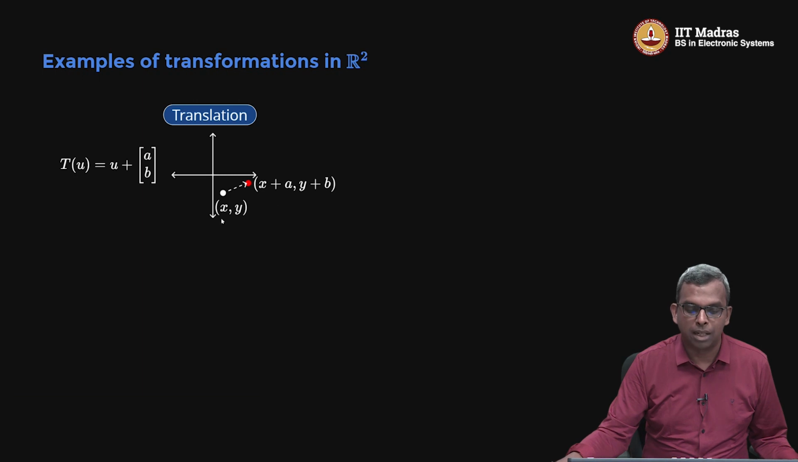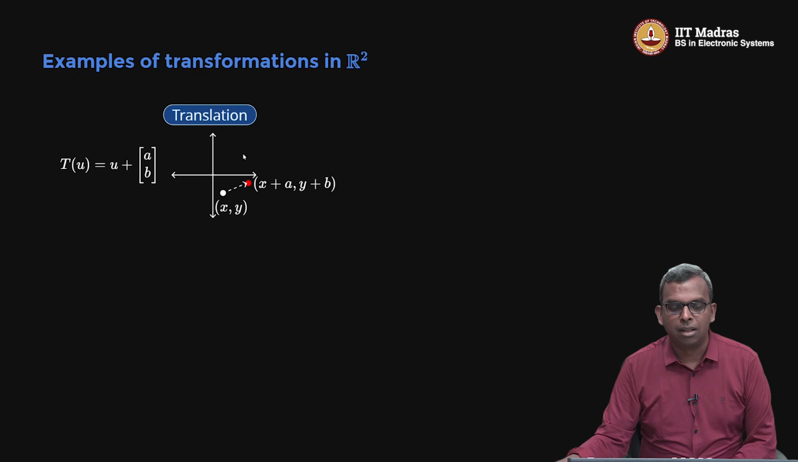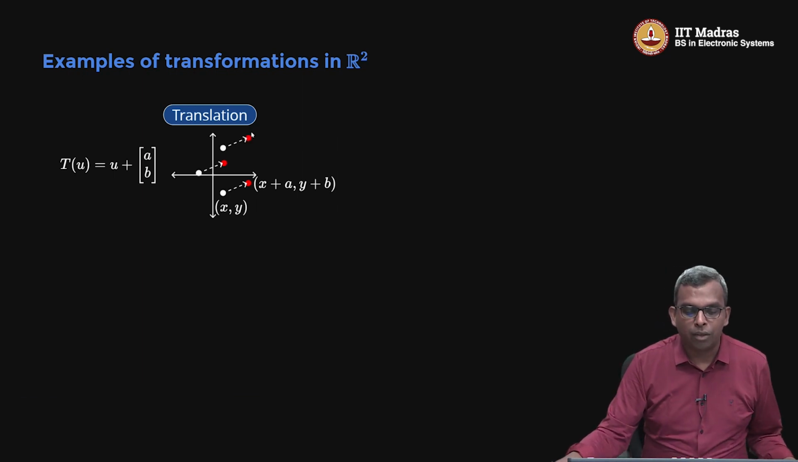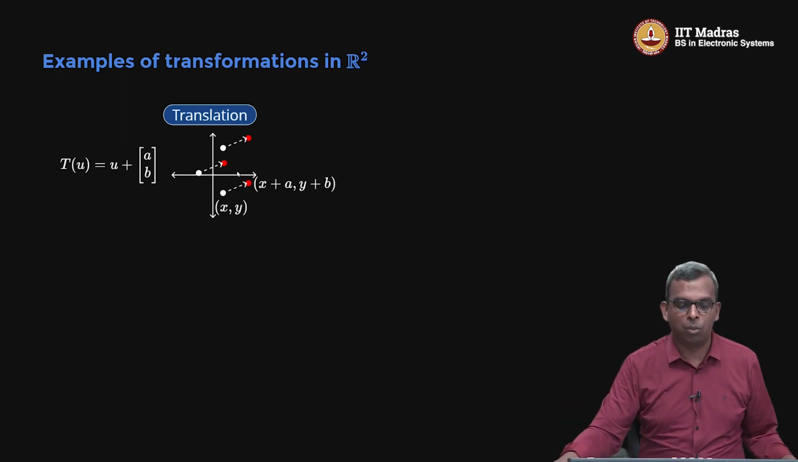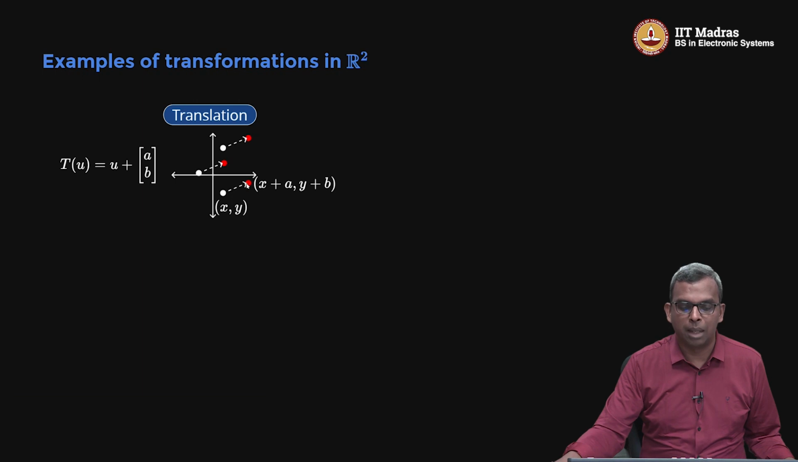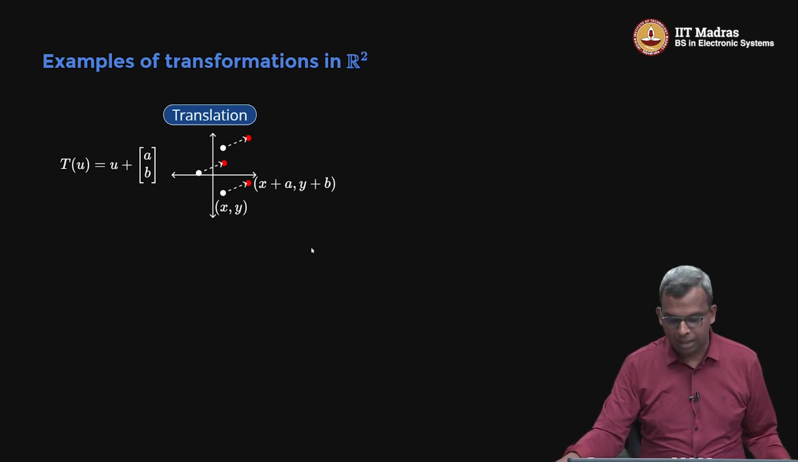I hope this is clear to you. Translation is a very, very important and basic transformation in R2. So what happens to every other point? I've shown a couple of other points here. This point goes to this point, this point goes to this point. The same thing would happen to any other point. So you can see why it's called a translation. Every point has moved from its starting point to its ending point in the direction of (a, b), with the magnitude of (a, b) also. So in that same direction it has moved. So this is translation.